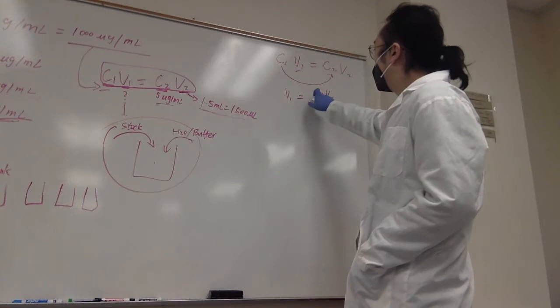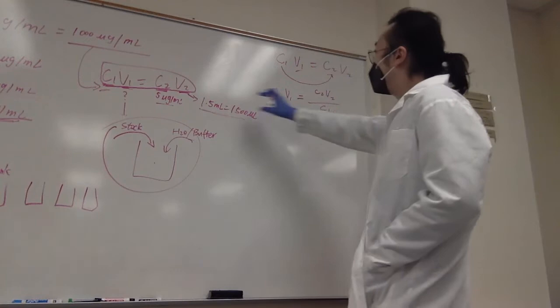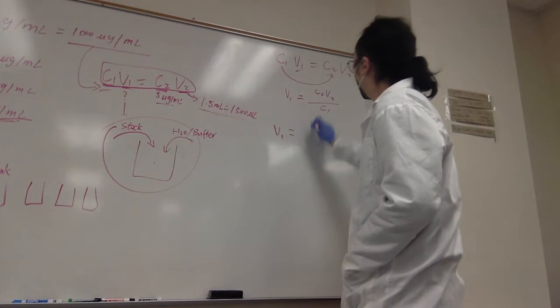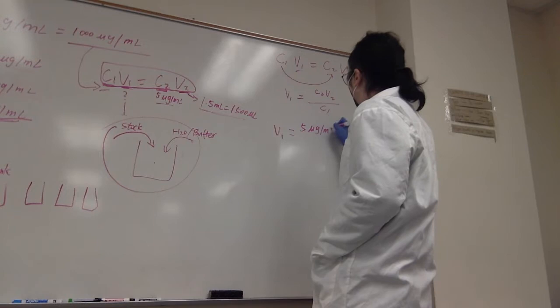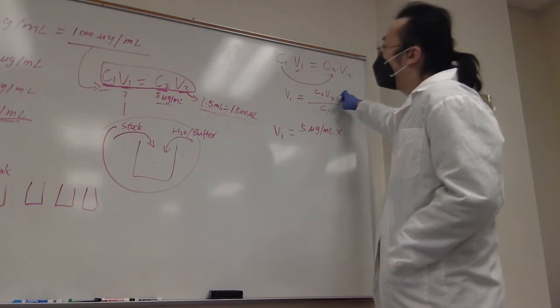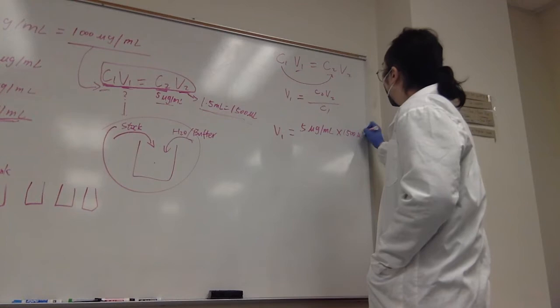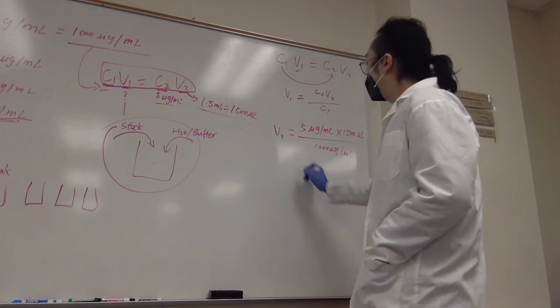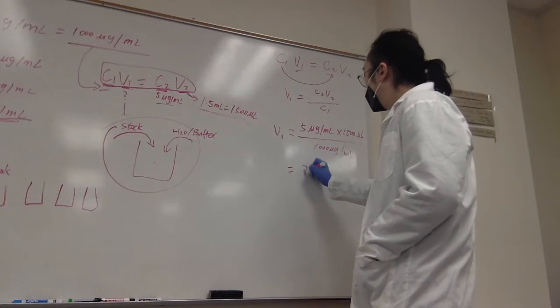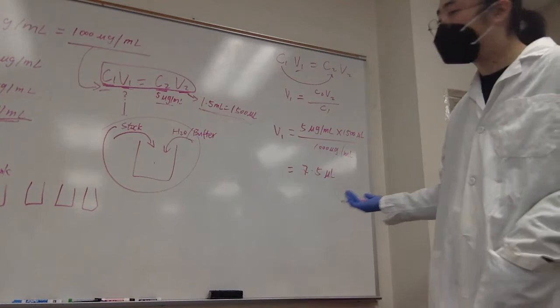We just insert the data from here into this equation. V1 equals C2, like I just said, C2 is the final concentration. In this case, we are using 5 microgram per mil, so that is your C2, times V2, which is 1,500 microliters. C1 is over here, 5,000 microgram per mil. So that will give you the result for V1, which is 7.5 microliters. Questions?